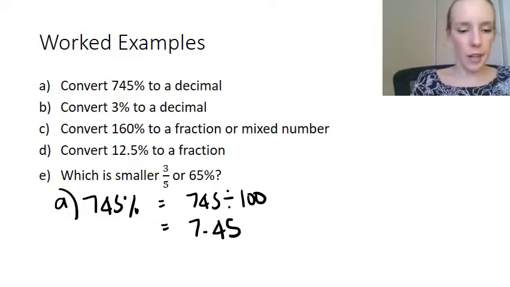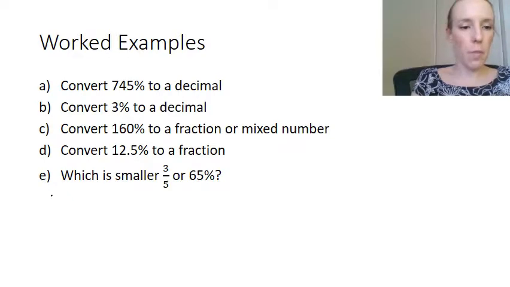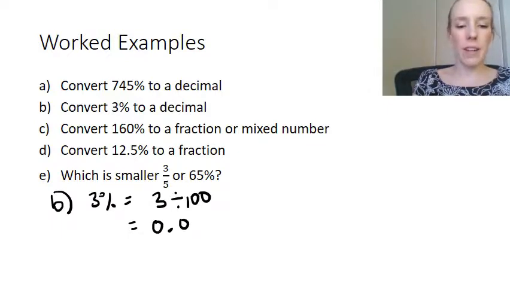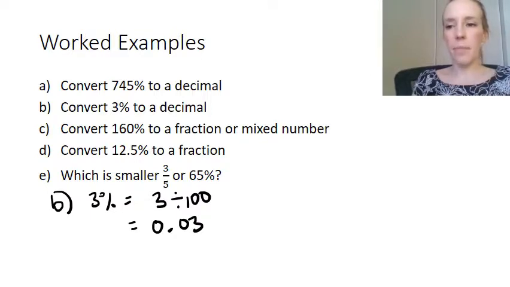more than 100%. Okay, so for B, we're converting 3% to a decimal. So 3%, all we have to do then is do 3 divided by 100, move our decimal place, 0.03. It's as easy as that.